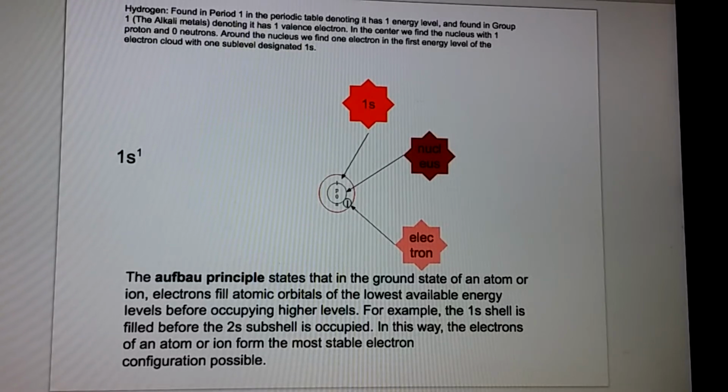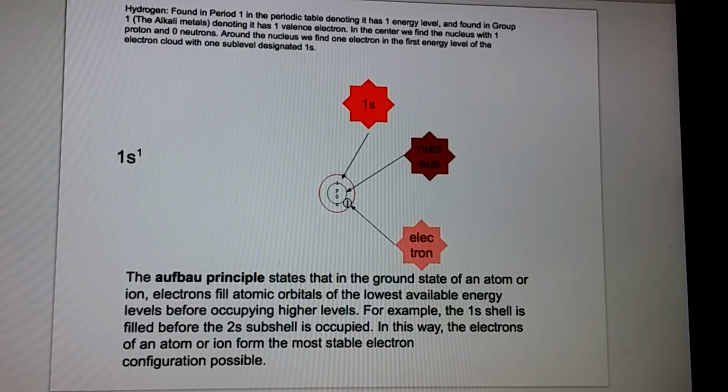And the Aufbau principle restated here states that in the ground state of an atom or ion, the electrons fill atomic orbitals of the lowest available energy levels before occupying higher levels. For example, the 1s shell is filled before the 2s subshell is occupied. In this way, the electrons of an atom or ion form the most stable electron configuration possible.